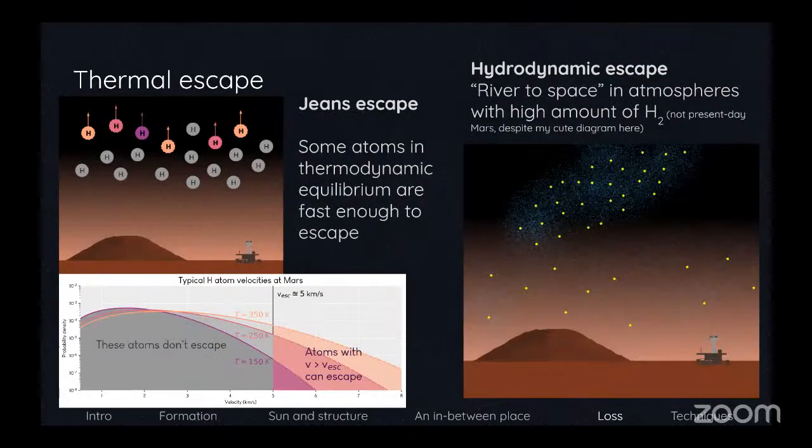So in terms of secondary escape, we tend to just divide it further into two main categories. There's thermal escape and non-thermal escape. And I'll just give you a little flavor of each of these. So thermal escape further includes two different processes, and these are often used to talk about the loss of hydrogen from these smaller rocky planets. So the first one is Jeans escape.